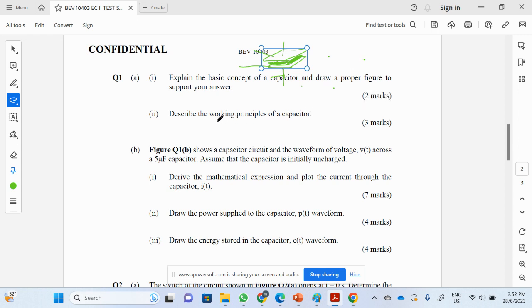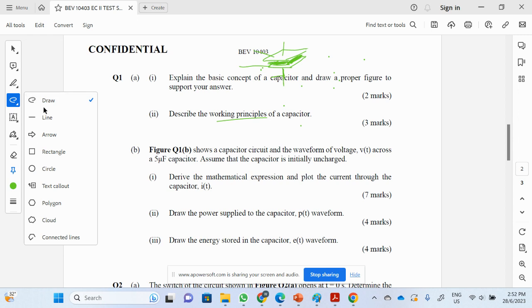So seterusnya, describe the working principle. So in order for you to describe, you have to... Describe the working principle. Untuk describe, if the description that you want to tell can be easily explained by drawing, then boleh guna gambar lah.